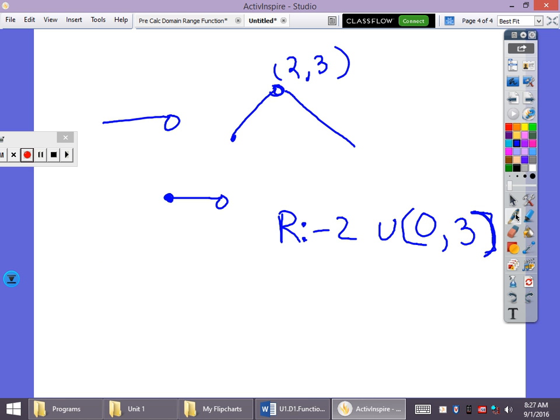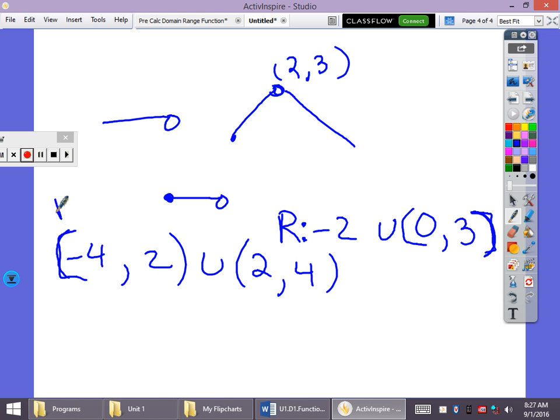Okay. So -4, 2, union 2 to 4. Sorry about that. Yes. It is a bracket because it's solid. This is a parenthesis because it's an open circle. For the range, it exists at both of those spots. This is rounded because it's an open circle. Okay.